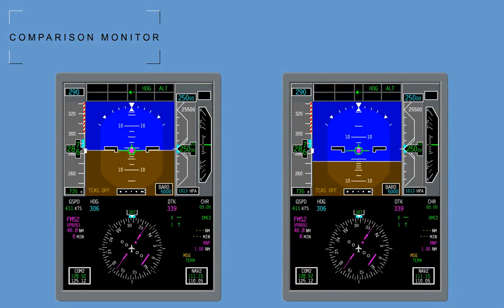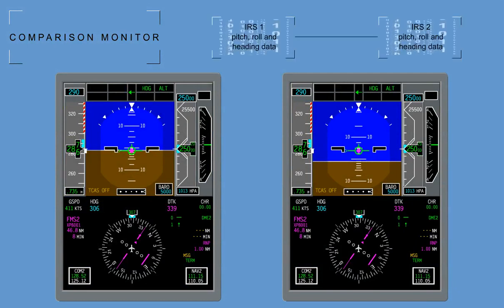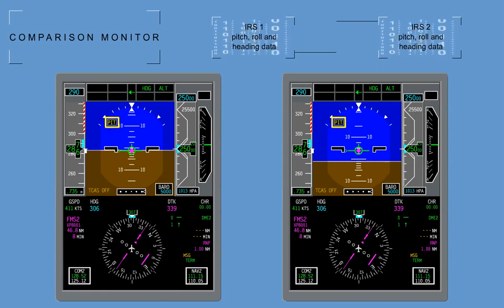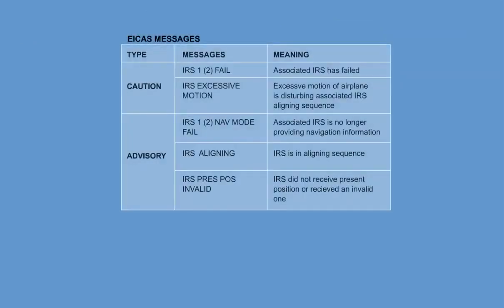Comparison monitor. The comparison monitor detects a miscomparison between IRS-1 and 2 pitch, roll, and heading data. When data miscompare is beyond limits, the enunciation is displayed. The following ICAS messages will be displayed in the cockpit.